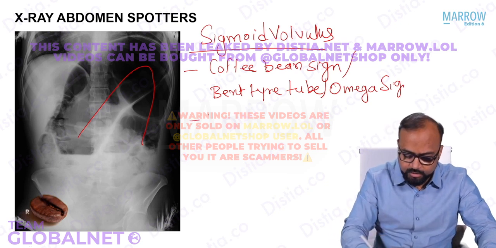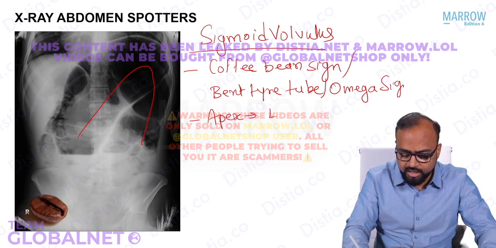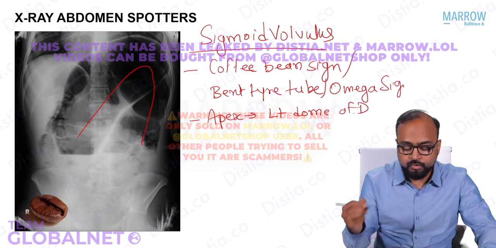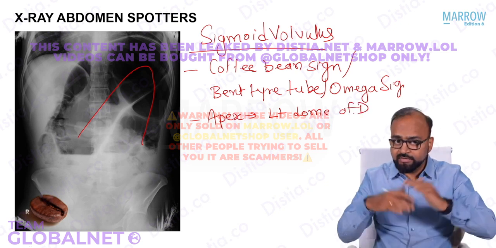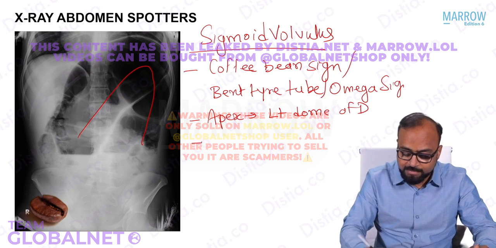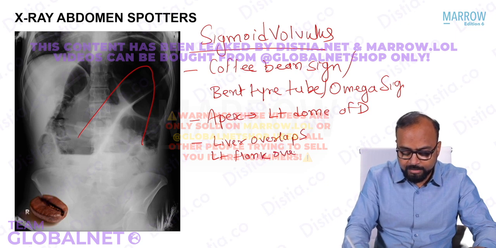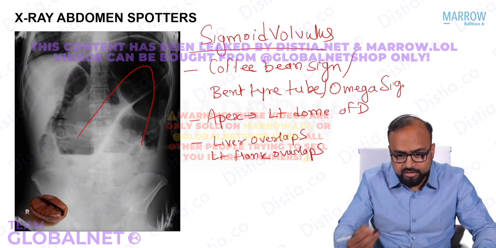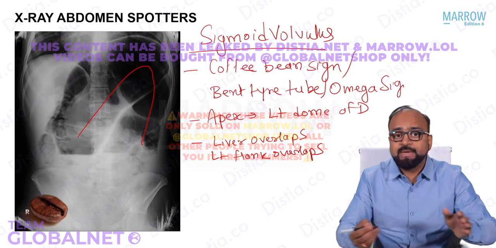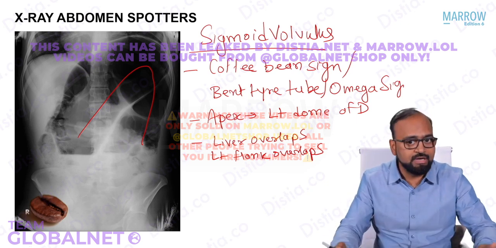Usually remember the peak or the apex of the loop is under the left dome of diaphragm. Because the loop is so massively distended, it overlaps various structures. So there is a liver overlap sign, left flank overlap sign, pelvis overlap sign. All these overlap signs are seen.